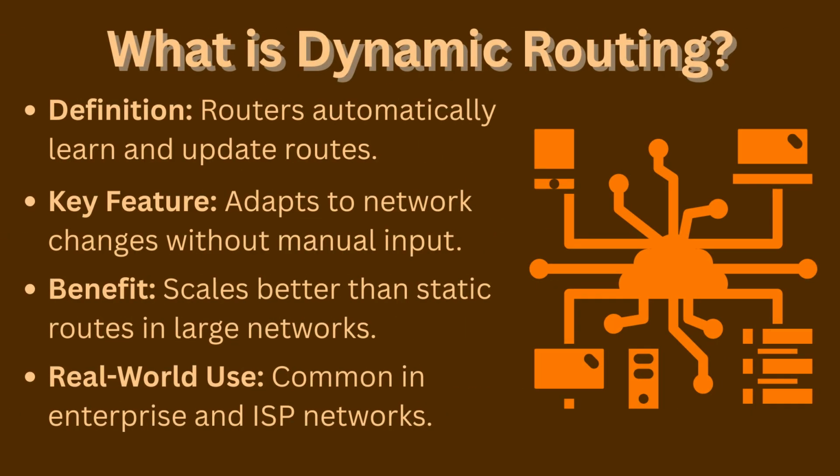What is dynamic routing? Dynamic routing is when routers automatically learn and choose the best path to reach a destination. Unlike static routing, where you manually configure each route, dynamic routing updates itself whenever there's a change or failure in the network. This makes it especially useful for larger or more complex networks where manual updates would be time-consuming and error-prone.